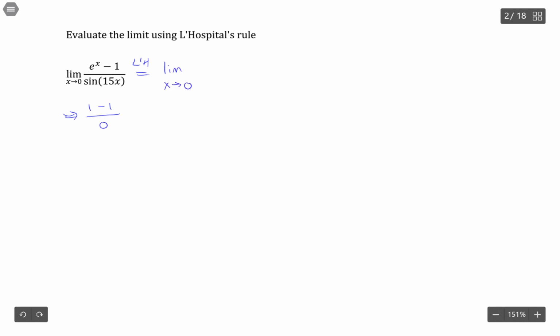So the derivative of e^x - 1 is e^x, and divide that by the derivative of the denominator. So the derivative of sine, sine's derivative is cosine. We have this 15x here, but what happens there is we end up with cosine of the original function, of 15x that is, times the derivative of the inside part, so we have another constant of 15 on the outside.